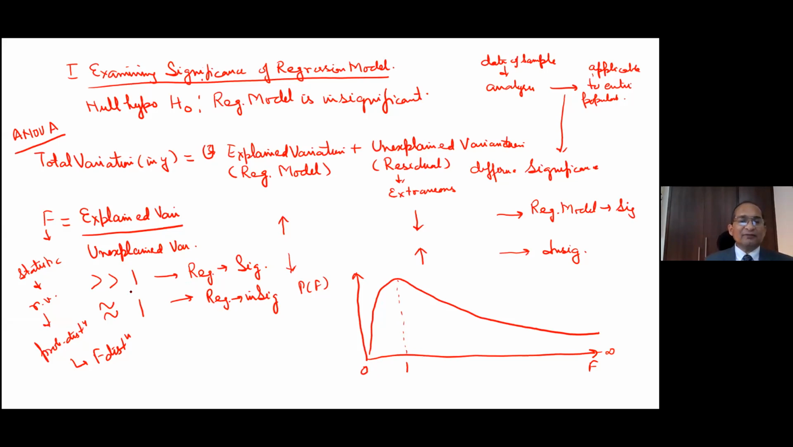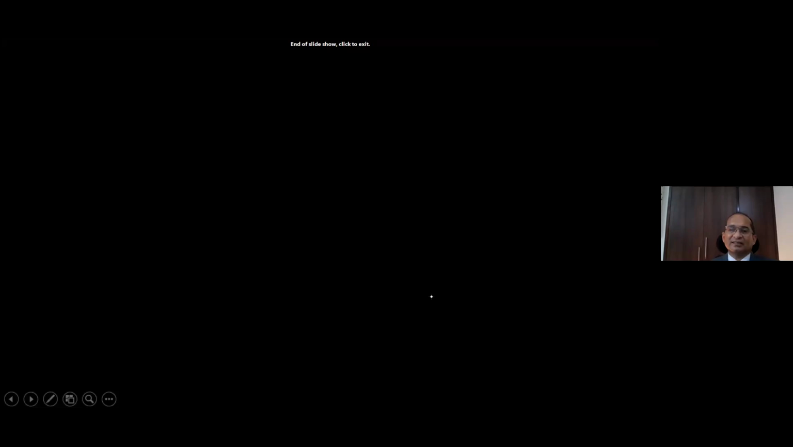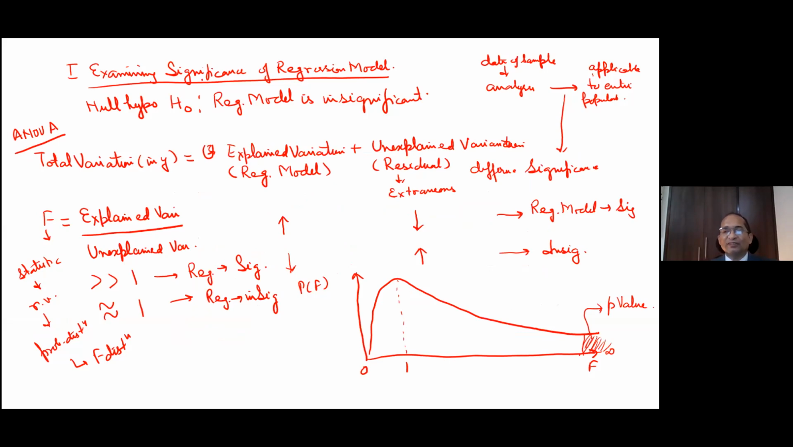Suppose this is the case if F is much higher as compared to 1. So if F is much higher as compared to 1, then suppose F comes out to be 100 or F comes out to be 40. So F is much higher than 1 means it is near to the right part. So if we consider this part and we consider this area, this right tail area, this right tail area is actually the p-value for this statistic. This is the p-value for this statistic.